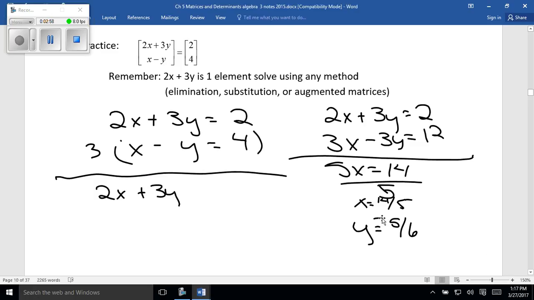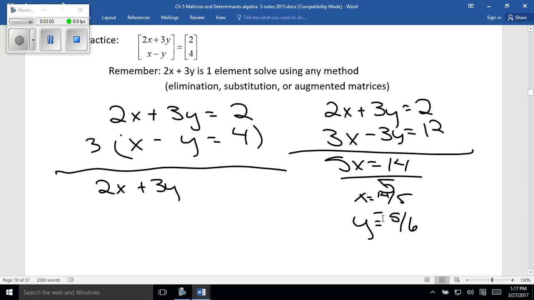I'm not going through elimination and substitution. Are we good? Yes. Okay. 14 over 5, is that 2.8?